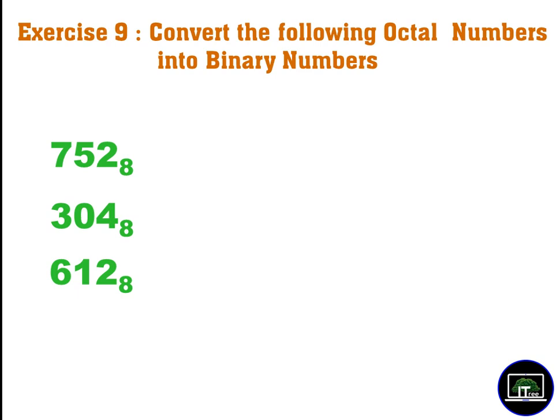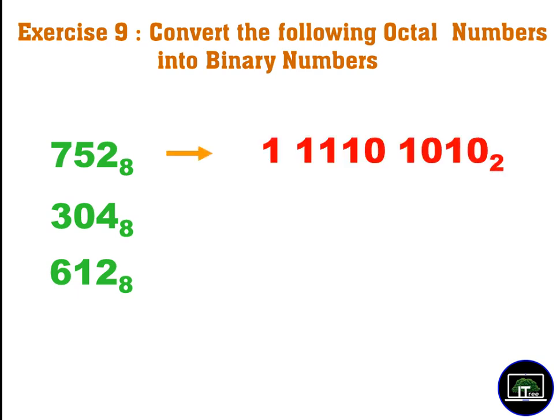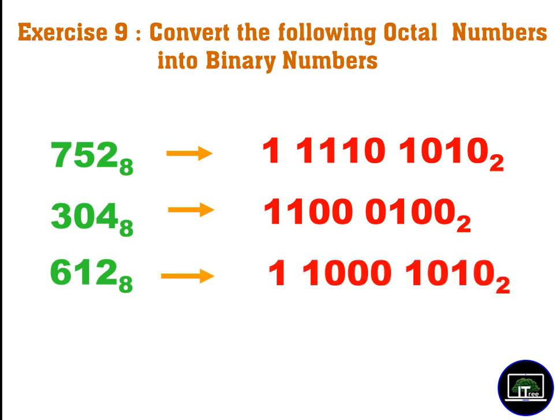We'll get the answers. Again, I am giving the answers just to verify your method. So 752 in octal becomes 1 1 1 1 0 1 0 1 0. 304 is 1 1 0 0 0 0 1 0 0; as you know, the starting 0 is not required. 612 is 1 1 0 0 0 1 0 1 0.